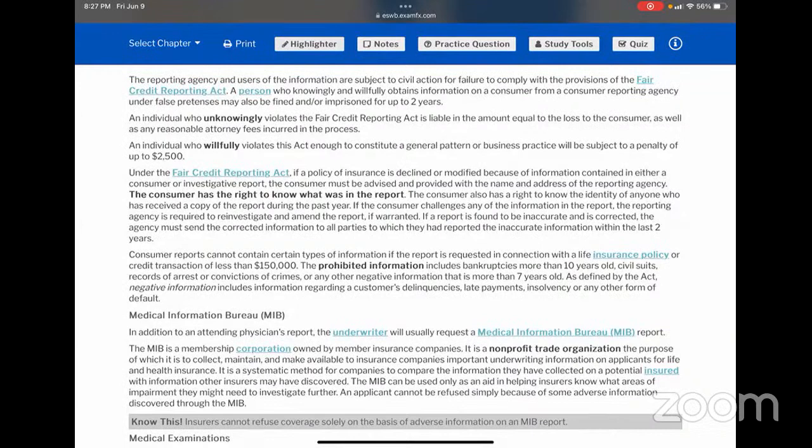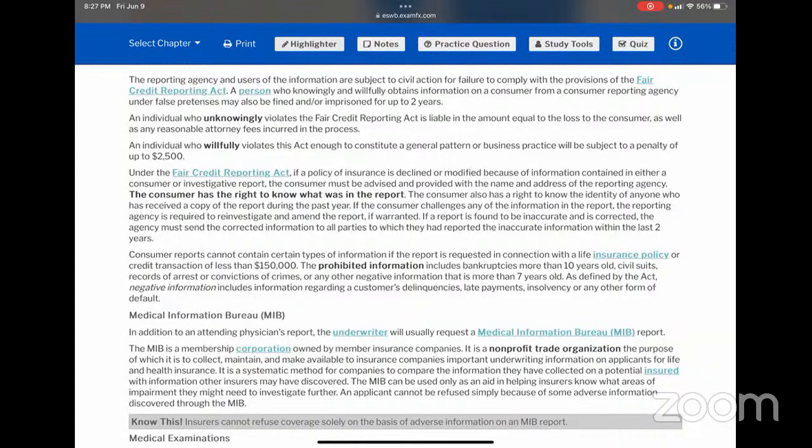All right, so they can't contain certain types of information. The prohibited information includes bankruptcies more than 10 years old, civil suits, records of arrest or conviction of crimes, or any other negative information that is more than 7 years old. As defined by the Act, negative information includes information regarding the consumer's delinquencies, late payments, insolvencies, or any other form of default.